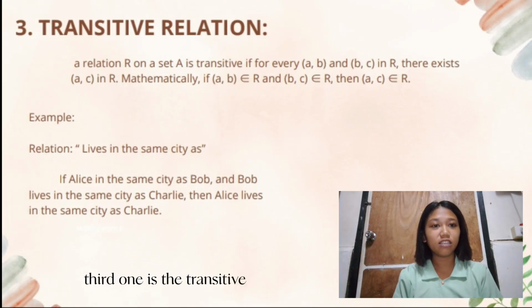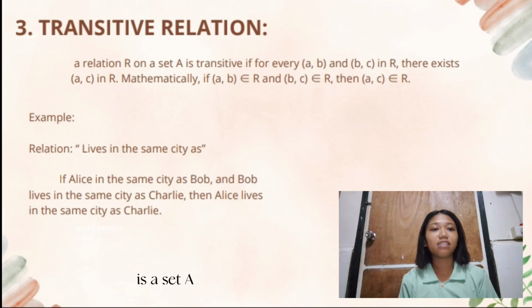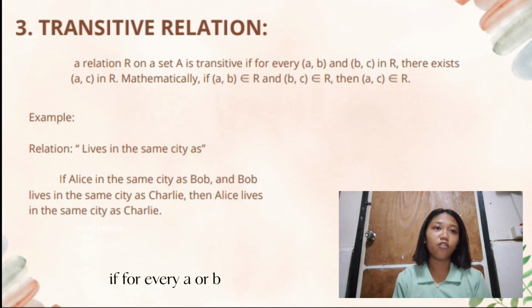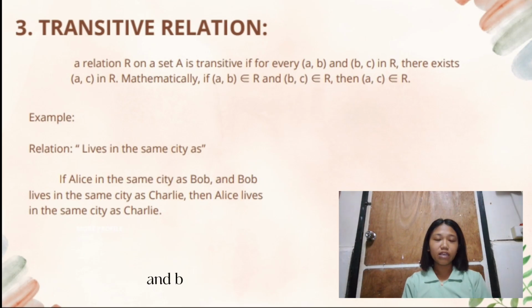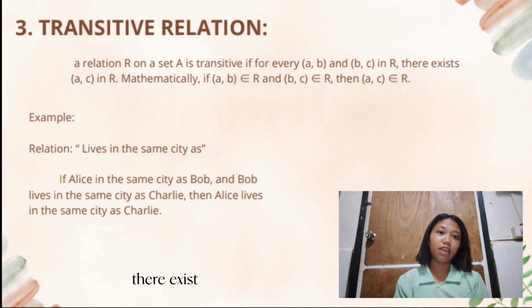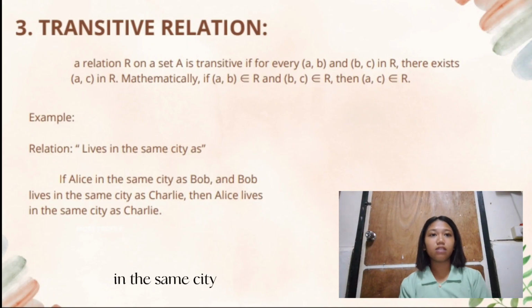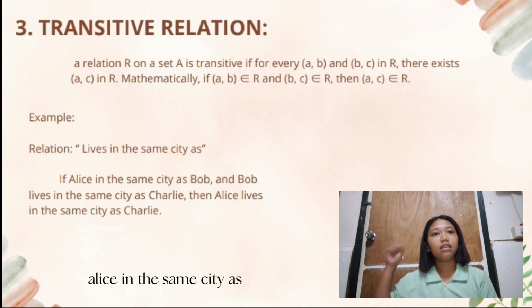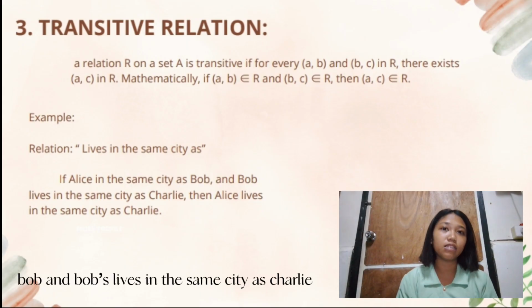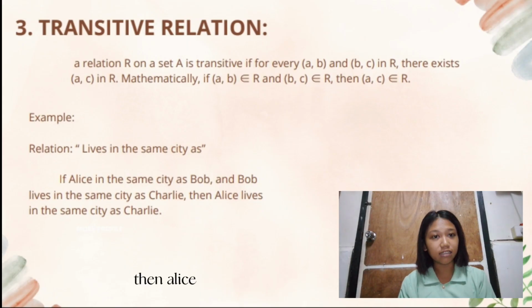The third one is the transitive relation. A relation R on a set A is transitive if for every (a, b) and (b, c) in R, there exists (a, c) in R. Example: R is "lives in the same city as." If Alice lives in the same city as Bob and Bob lives in the same city as Charlie, then Alice lives in the same city as Charlie.